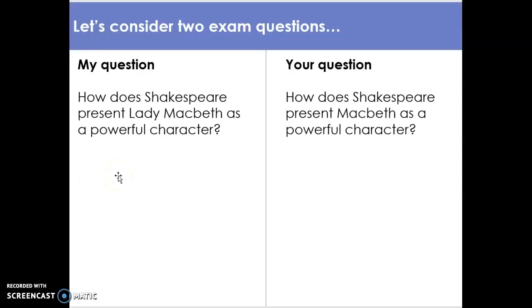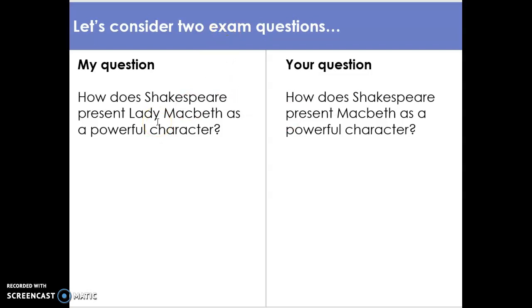So what I've created here are two very similar exam questions. One of which I've said here, my question. The idea being with this one that I will model how to answer that question. How does Shakespeare present Lady Macbeth as a powerful character? And then over on the right hand side of the screen, your question is incredibly similar. How does Shakespeare present Macbeth as a powerful character? So you can see very similar tasks, very similar questions with a slight change so that I can practice and show you how to do it, and then you can practice applying what I taught you.